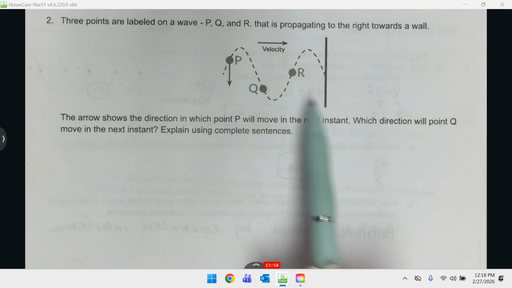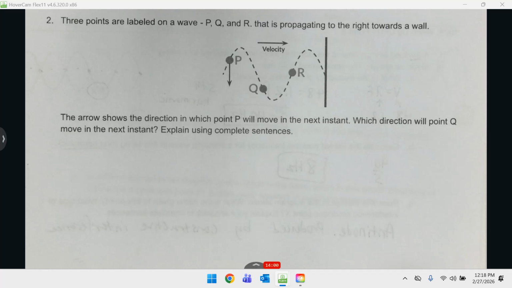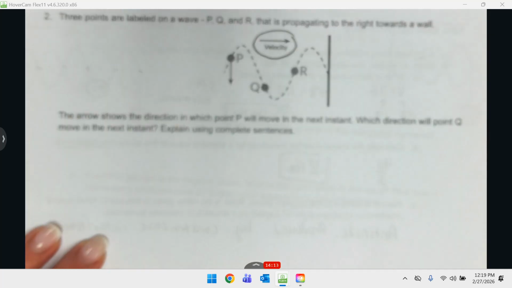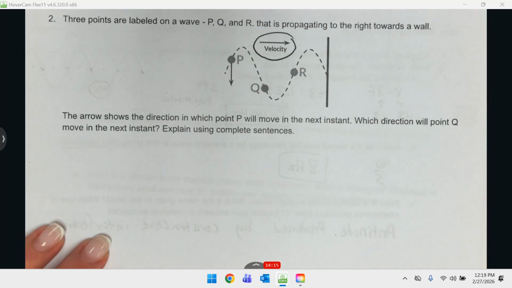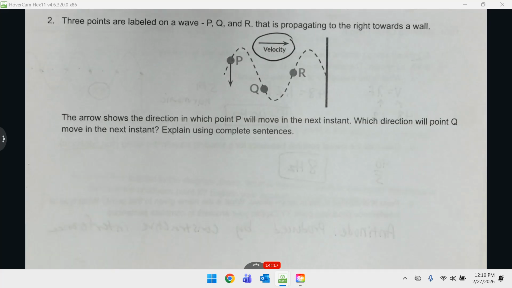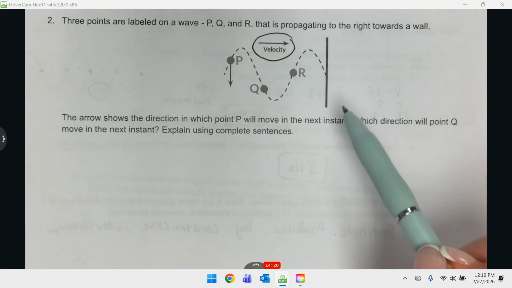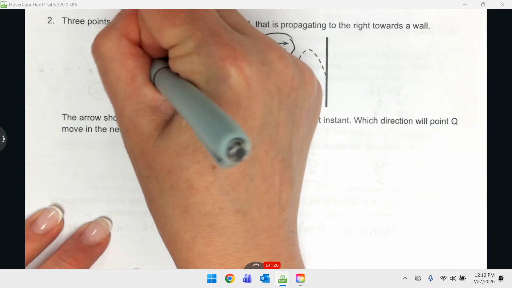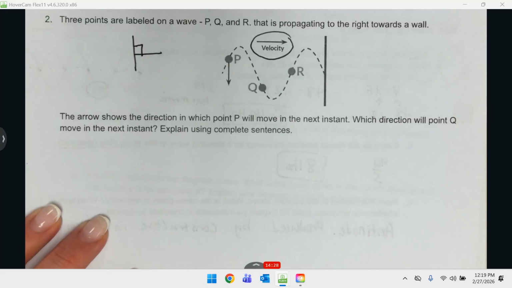You should recognize by looking at this diagram that you're looking at a transverse wave. And when you look at a transverse wave, the particles of the medium move in a direction that is perpendicular to the wave propagation. Here's my direction of propagation. It's to the right-hand side. And so if I'm answering a question about which direction these particles are going to move, your only choices are up and down, because it needs to be at a 90-degree angle. Okay, it needs to be perpendicular.